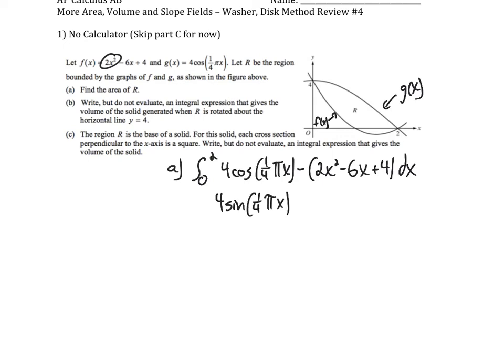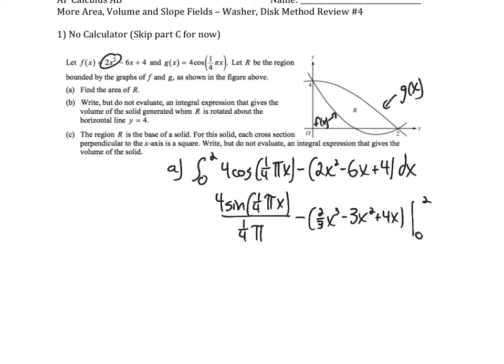Inside stays the same, and then it's divided by the derivative of the inside, which is 1/4 pi. And again, if you don't believe me that the derivative of that would be 4 cosine of 1/4 pi x, just take the derivative of that, and you'll see that it does work out to the original one, so that must be the integral. And then if we take the integral of the second piece, just be careful, we have minus, maybe 2/3 x cubed minus 3x squared plus 4x, and we're evaluating all of this from 0 to 2.